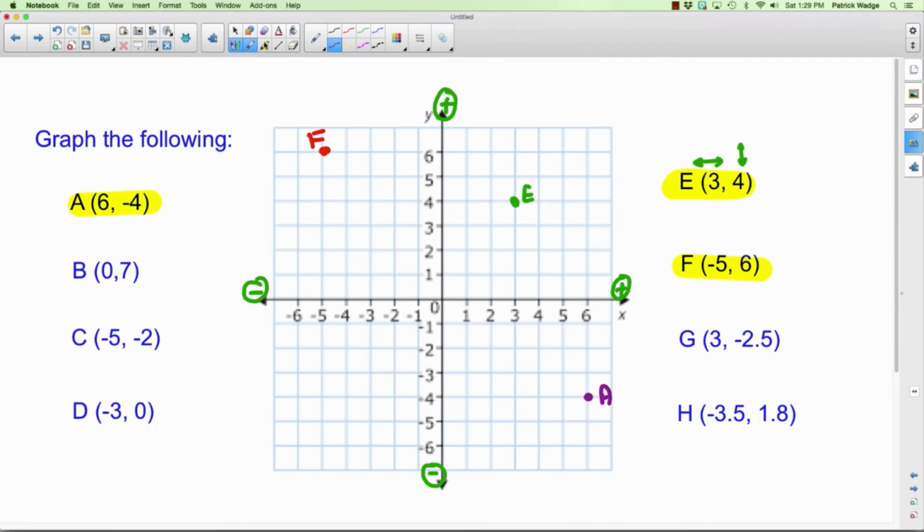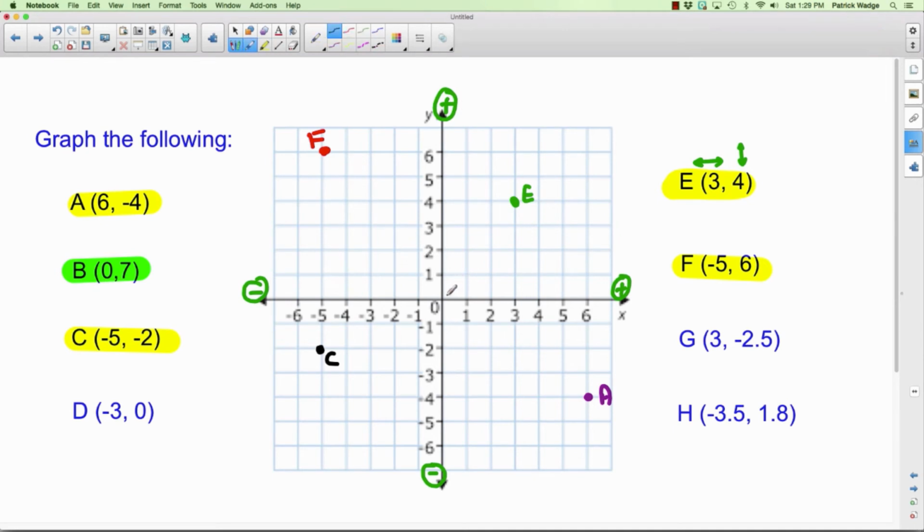All right, let's go with C next. Negative 5, negative 2. So we start at the origin. It's negative, so we're going this way. 1, 2, 3, 4, 5. And it's negative again. 1, 2, there is point C. Okay, now we get to the harder ones. Let's start with this one, 0, 7.